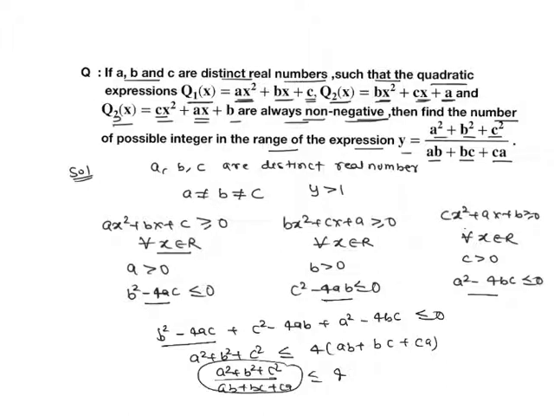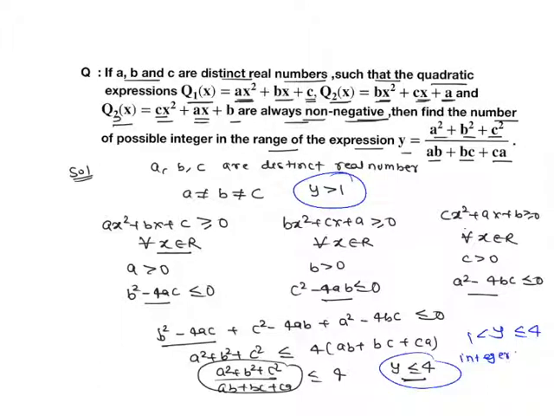This is nothing but y. So we can say y should be less than or equal to 4. Now from these two results we can say y should be greater than 1 and less than or equal to 4. So the integer values of y are 2, 3 and 4. Three values. This is your answer.